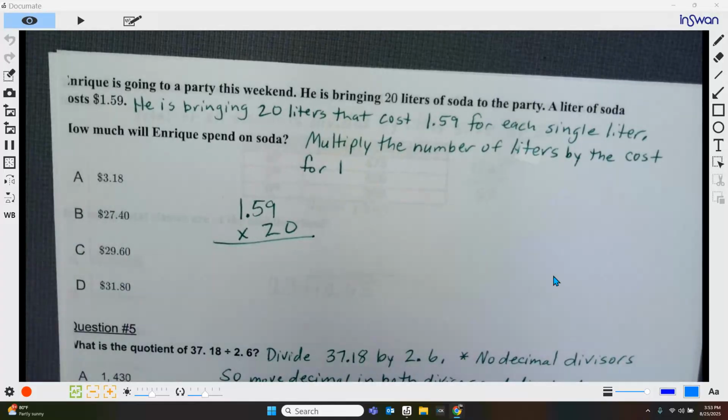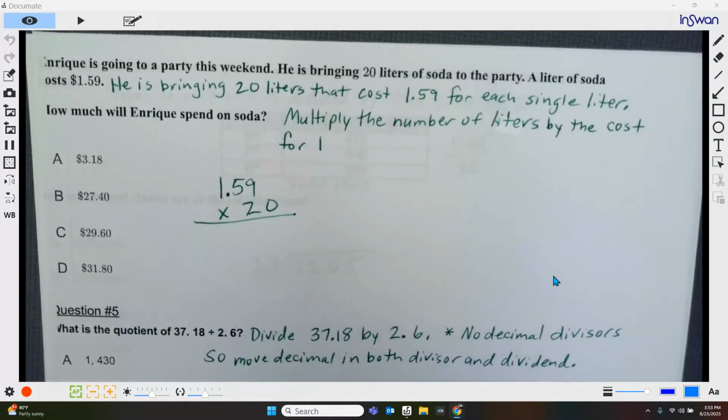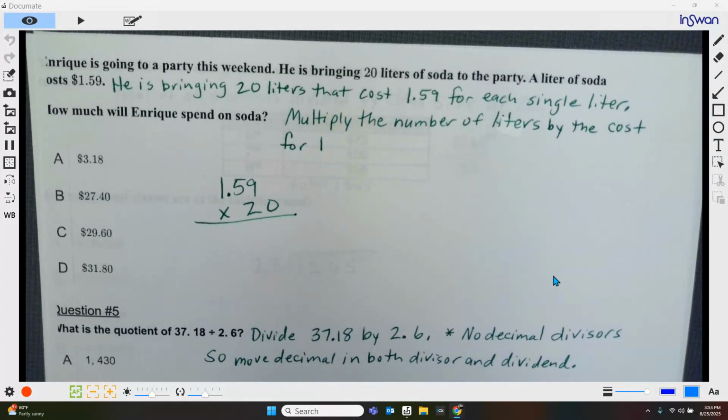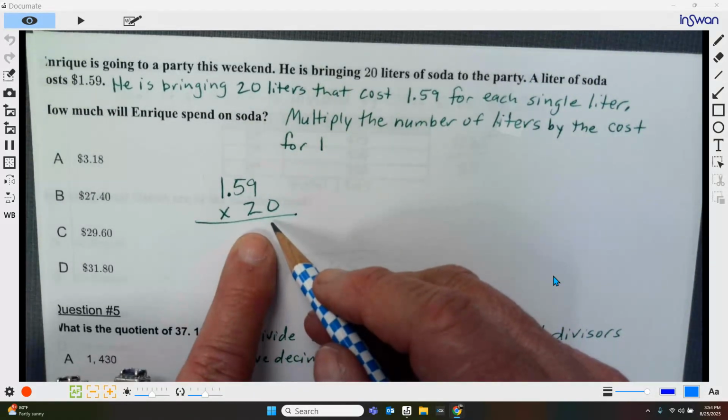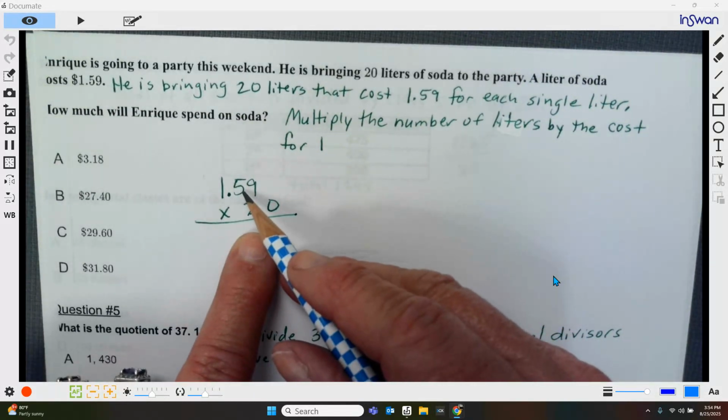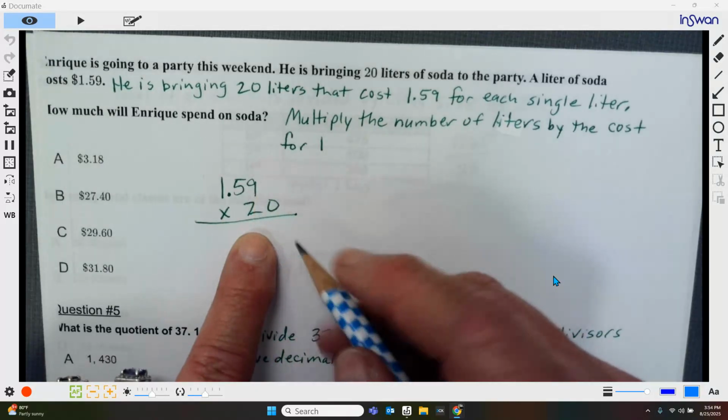It says Enrique is going to a party this weekend. He's bringing 20 liters of soda to the party. A liter of soda costs $1.59. So how much will Enrique spend on soda? He's bringing 20 liters that cost $1.59 for each single liter. So you would multiply the number of bottles that he's bringing times the rate, which is $1.59.